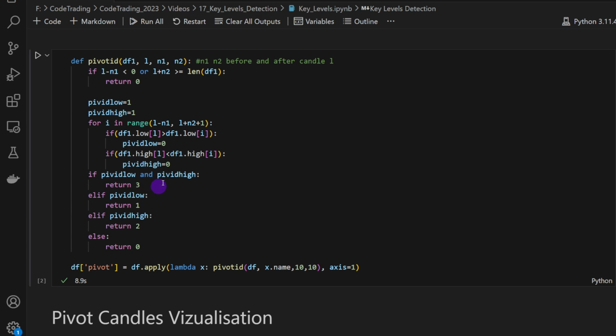And we're not interested in this case, but we just have to return the correct label for the candle. If none of these conditions is true, then we return 0. We don't have any kind of a signal for the current candle. We're applying this pivot ID function on all the rows of the data frame, and whatever the results are, we're storing these in the pivot column in the data frame. That's a new column in our data frame.